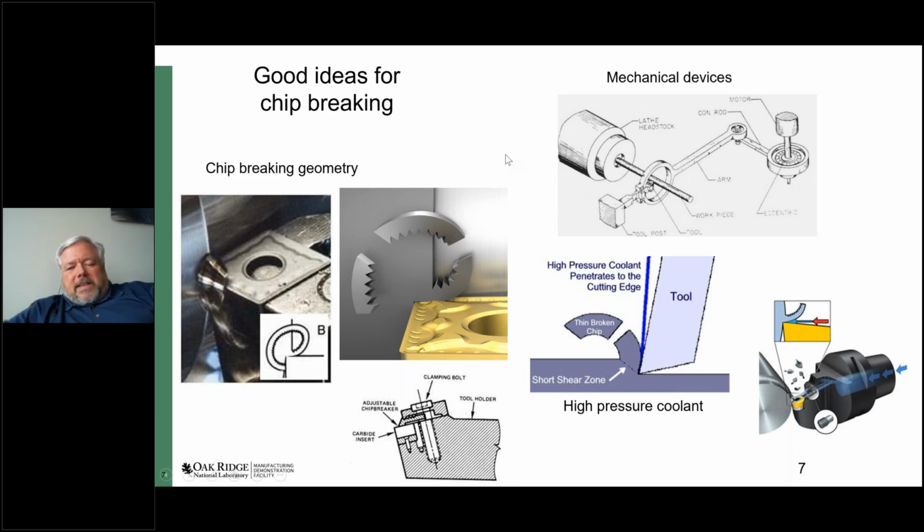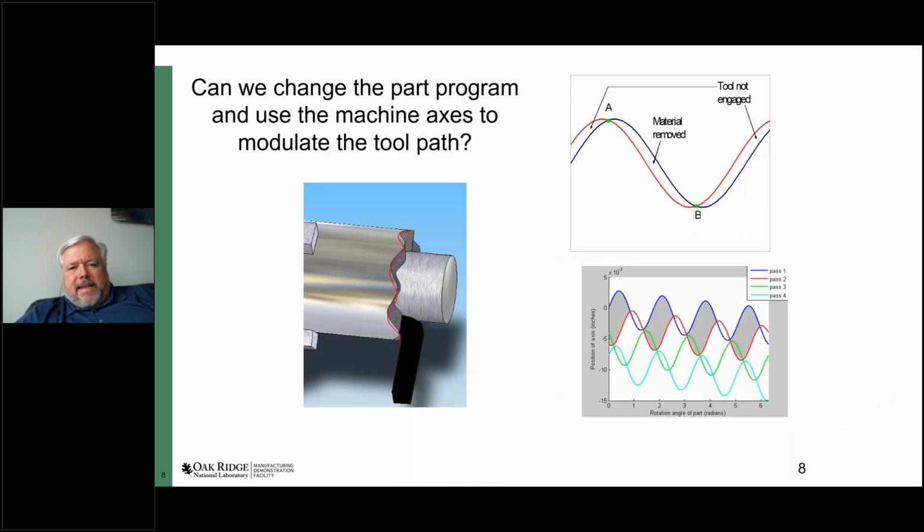So when I saw this, it started me thinking about whether there might be another way. Maybe there's a way that I can always cause the chips to break. And the basic idea is this: can we change the part program and use the axes of the machine tool to modulate the motion of the tool along its intended path and absolutely cause the chips to break all of the time? So the picture on the left here that indicates that is greatly exaggerated.